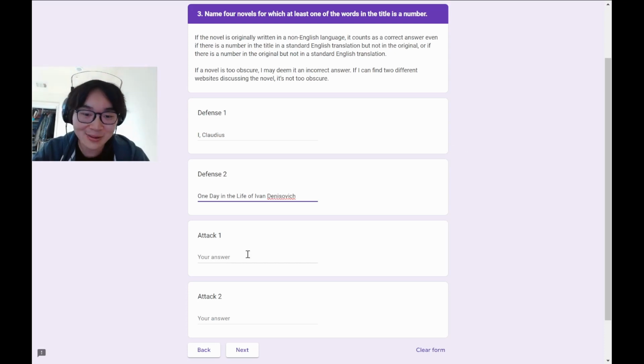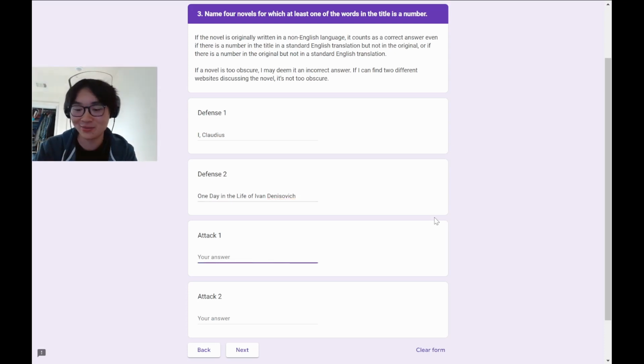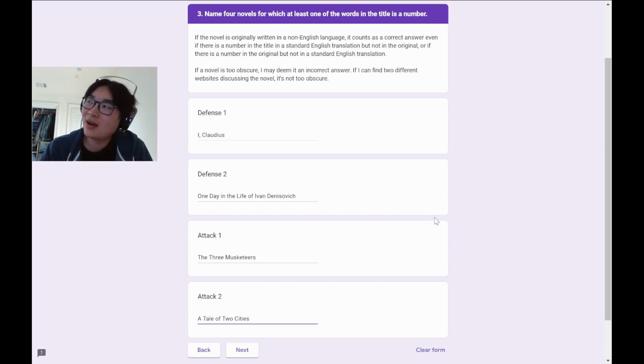And for number 3, we've got some relatively gettable ones, including like The Three Musketeers, as well as A Tale of Two Cities. I think these are the ones that I thought that I would go for. I was also considering One Flew Over the Cuckoo's Nest. That feels like a gettable one. There's a lot of generic ones, but I'm happy with these. I don't want to spend too much longer on these, so we'll keep going.